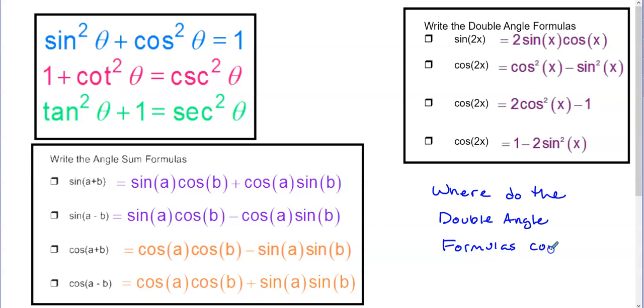The first thing that you need to know is your Pythagorean identities, and actually really only one of the Pythagorean identities. And you also need to know the angle sum formulas. So I'm going to start there. The angle sum formulas pretty much start out with the fact that you're going to take the sine of some alpha plus some beta.